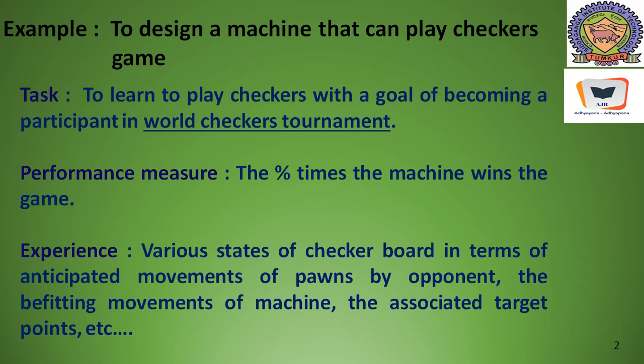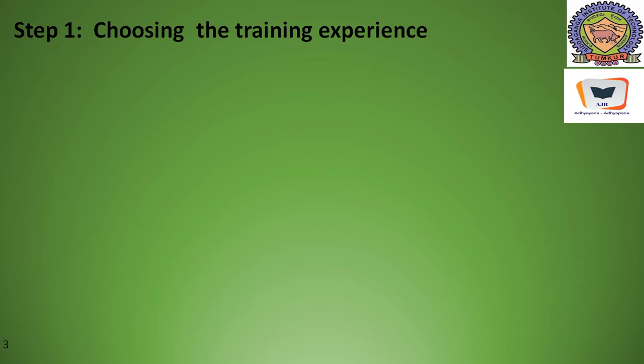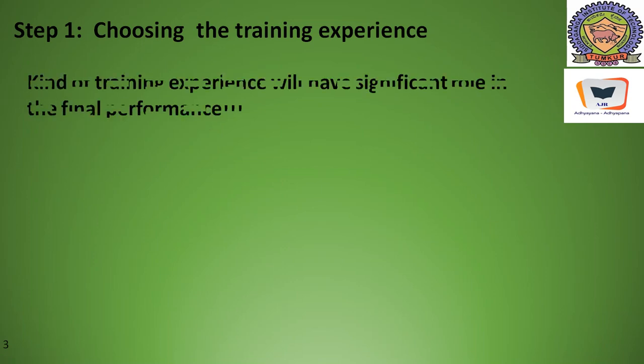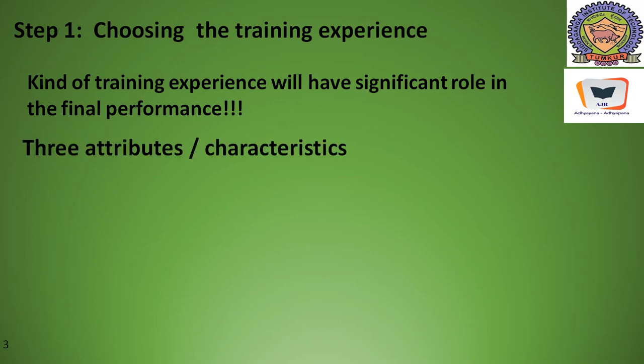We will explain the first step of making a machine learn how to play checkers. The first step, as indicated in the previous slide, is choosing the training experience. It's very important to note that the choice of kind of training experience will have a significant role in the final performance or outcome of the machine. The nature of experience that has been chosen has 3 important attributes, or 3 characteristic features.